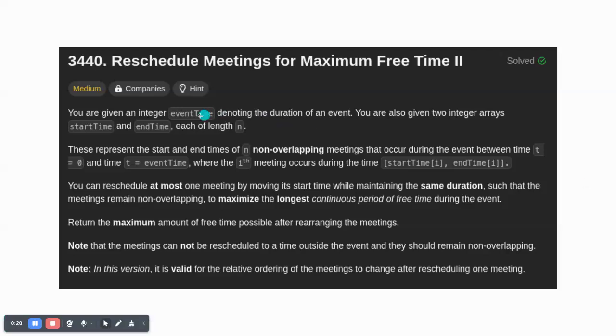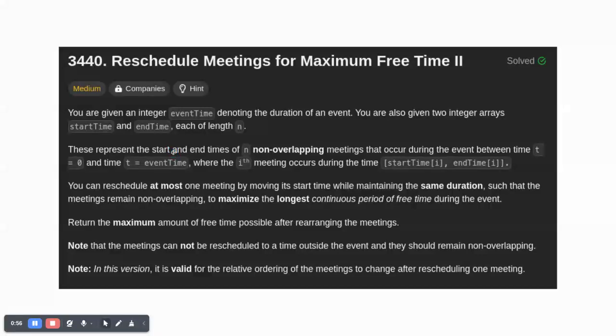We're given an integer event time and also two arrays of integers, start time and end time. Both have length n. The start time at i and end time at i represent a meeting that occurs during that time, and all meetings fall between t equal to 0 and event time, the given integer.